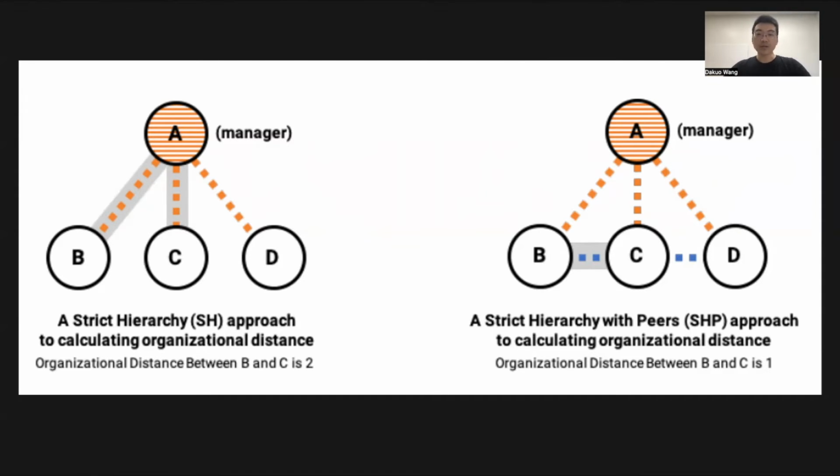But if we also take into account the peer relationship, then as represented in the right chart, between B and C, their distance will be 1. Between B and D, their distance will also be 1. We call it a strict hierarchy, but with peers relationship, SHP.